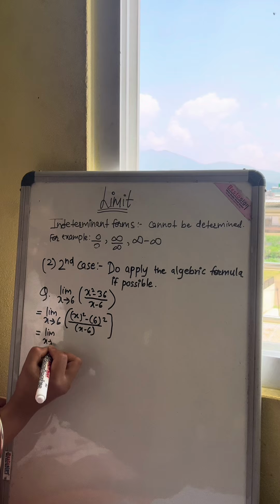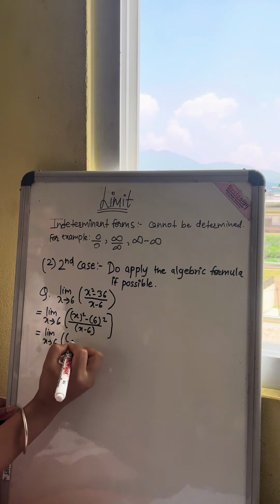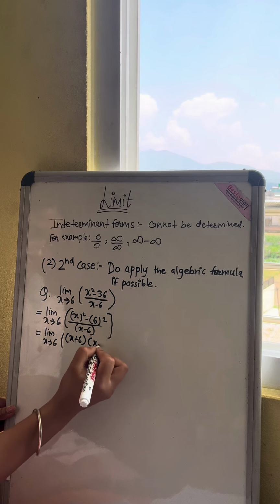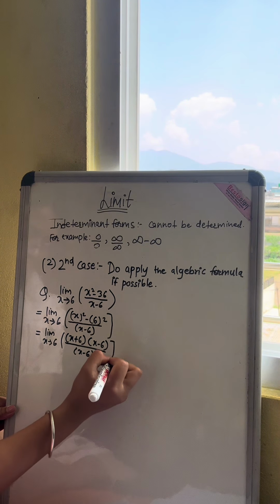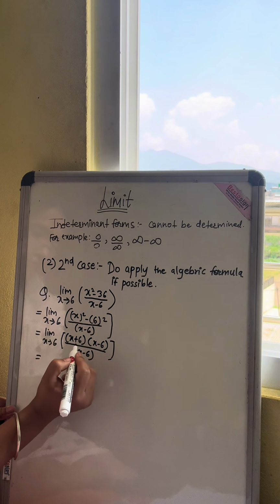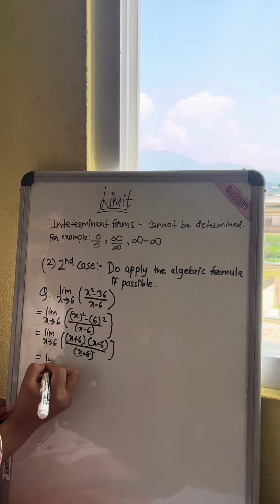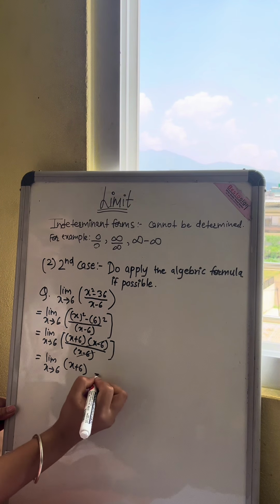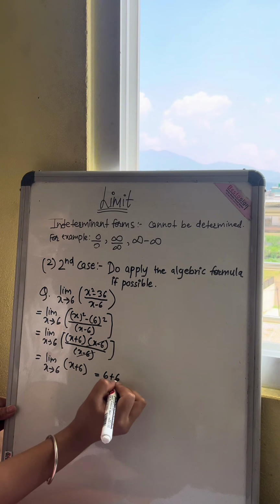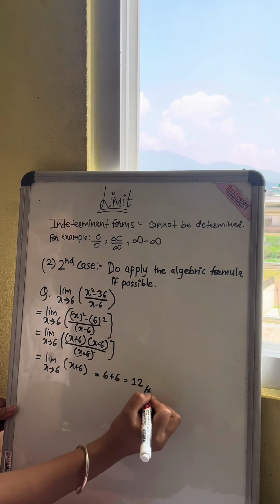Now limit x tends to 6. The formula is a plus b into a minus b, where x plus 6 and x minus 6 upon x minus 6. Now we can cancel the numerator and denominator, and x plus 6 is left, where we put the value of x, which is 6 plus 6, and the answer is 12.